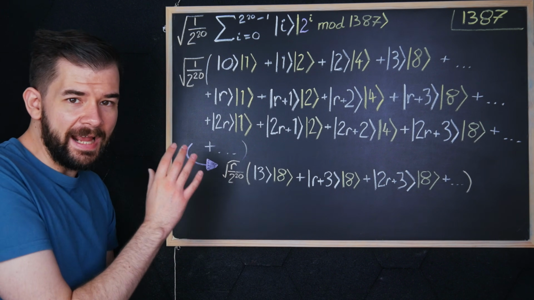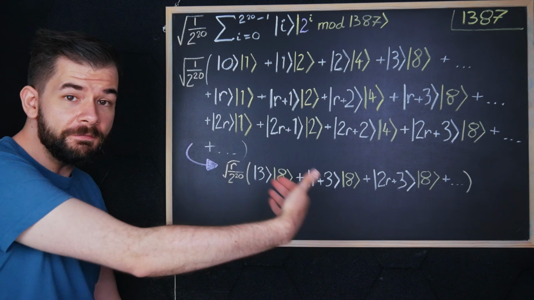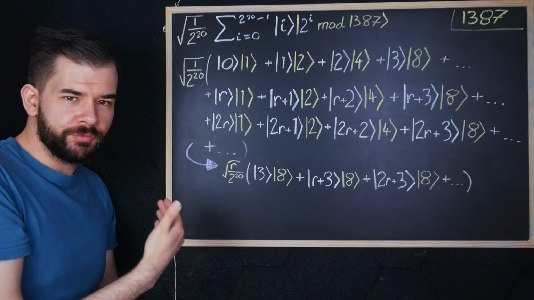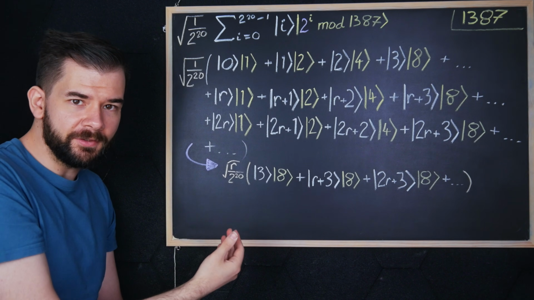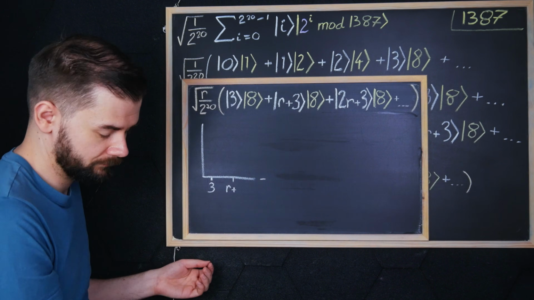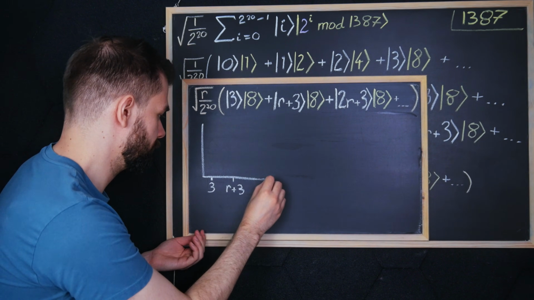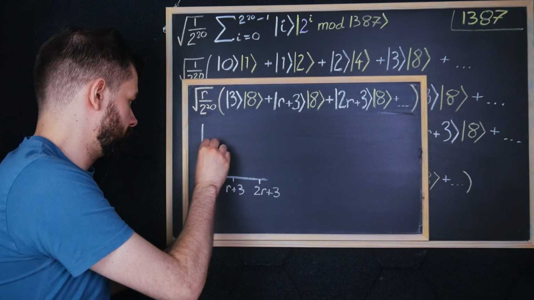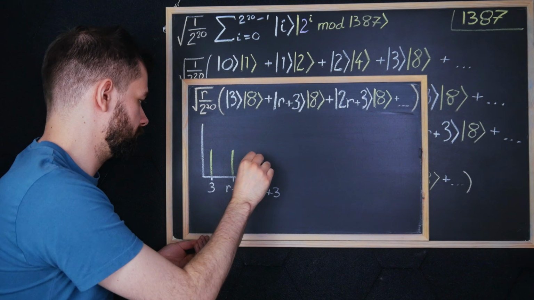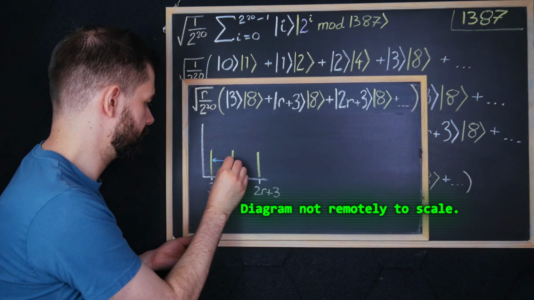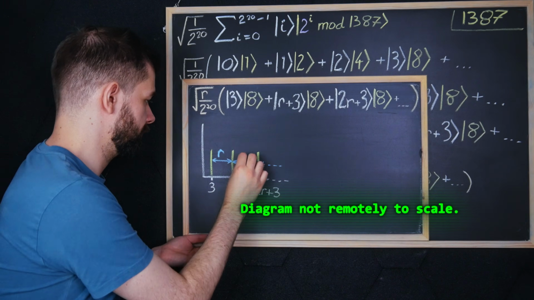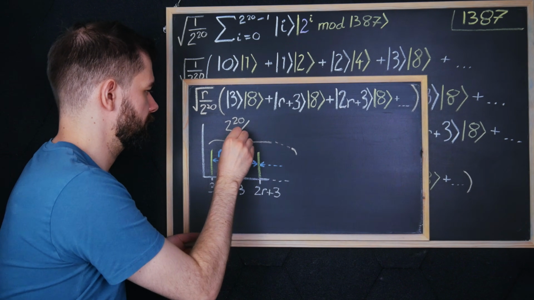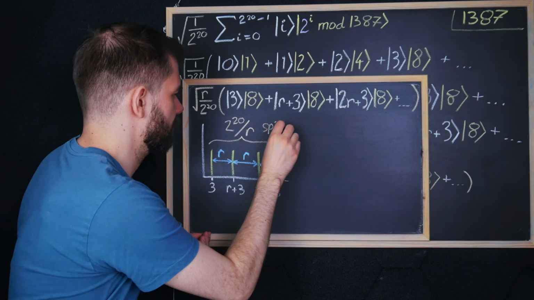Now this is technical, so first I'll give you the overview and then we'll dive into how it works. So the Quantum Fourier Transform swaps period for frequency. Let's draw our periodic superposition like this, all the way up to 2 to the power of 20. All spikes are the same height because they're just as likely to be measured. The period is this distance r, and what I'm calling frequency is the number of spikes, and here there are 2 to the power of 20 over r spikes.